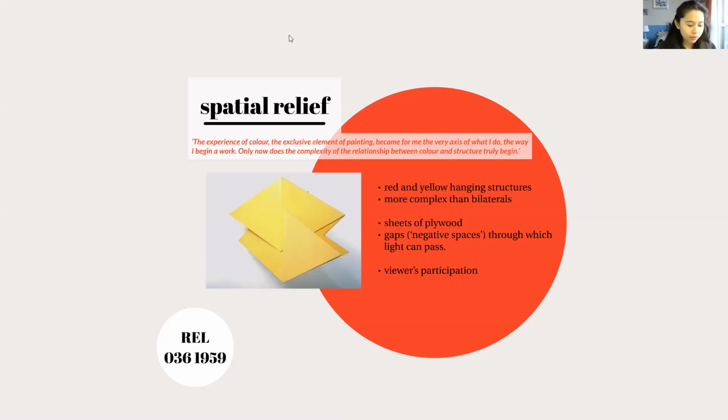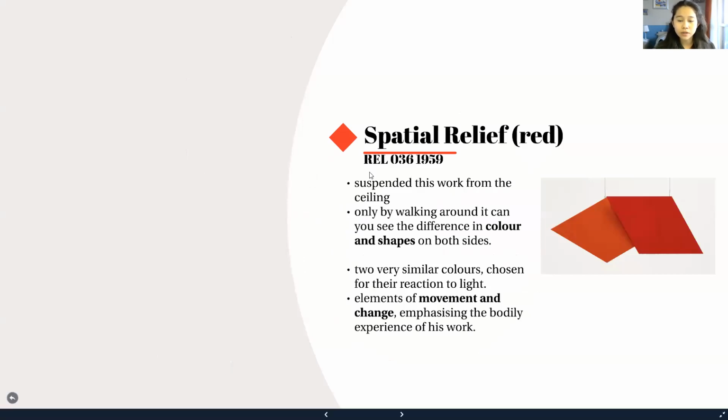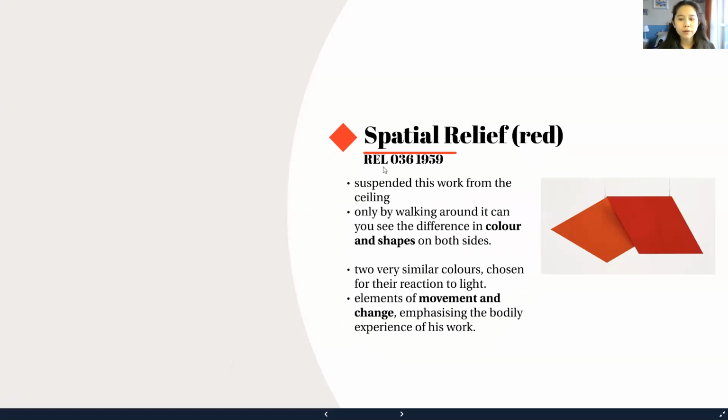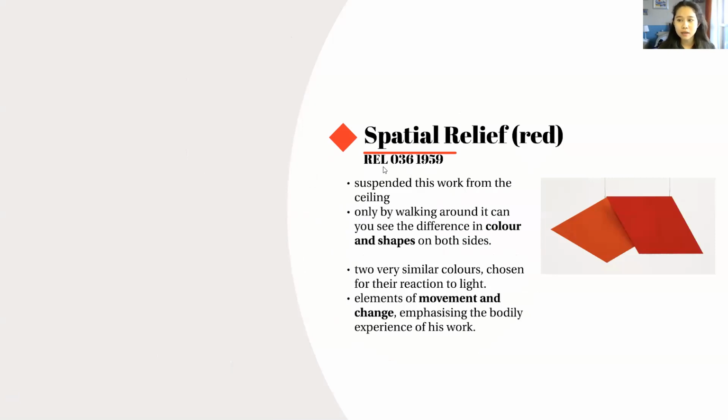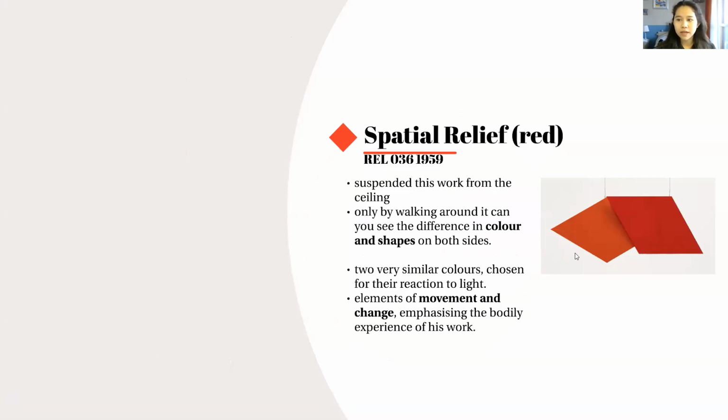And now we're going to talk about the sculpture I saw this winter in London. So the REL 036 1959. It was suspended from the ceiling, and only by walking around it I could see the differences in colors and shape on both sides. And it was created with two very similar colors chosen for the reaction to light. So it was like a red orange.